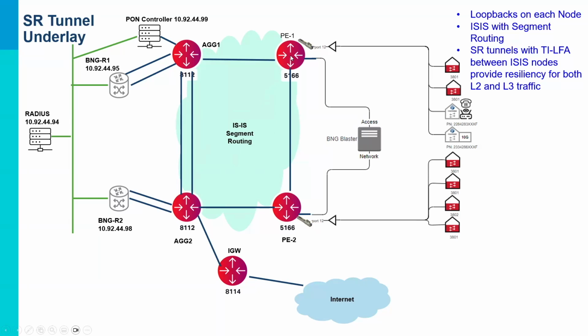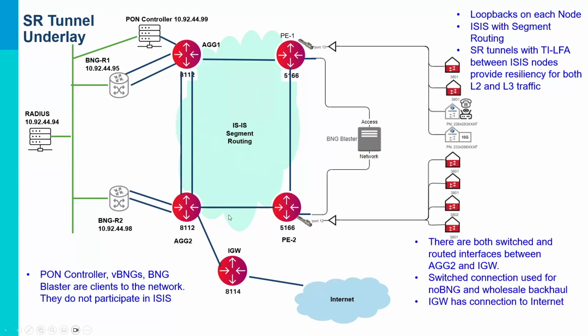So the way we configure it is we configure loopbacks on each of the nodes in the network, and we use that same loopback address for both ISIS and BGP. So we have segment routing with TI-LFA running through the network. Our PON controller and our UPs are clients to the network. They're not participating in ISIS. They're not part of the segment routing domain. They're just CPEs to their peers. And then we have internet connectivity, and we have both a switched and a routed connection to the internet here. And we'll talk a little bit more about why we did that in the upcoming slides.